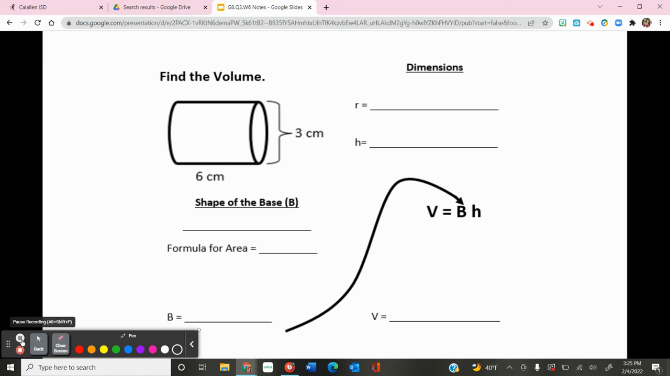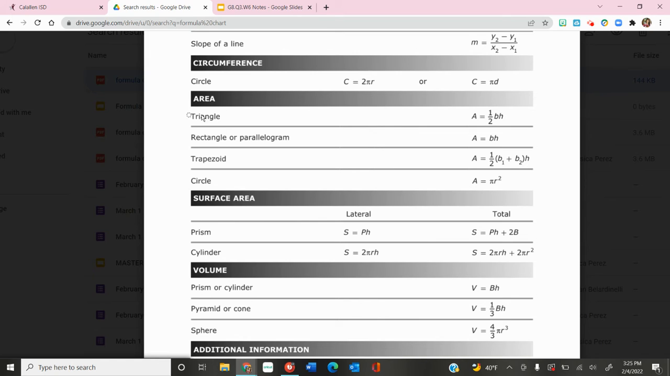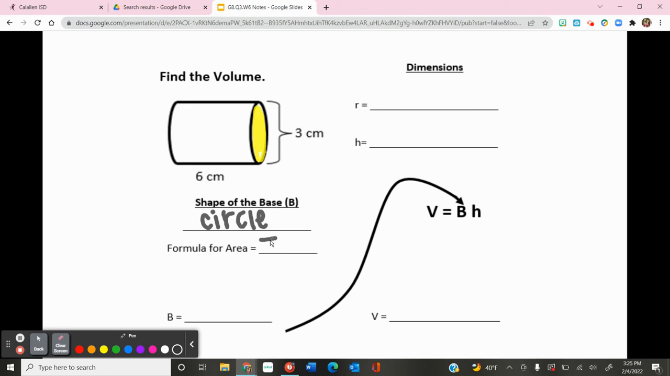For our next example, we have another cylinder. First, let's identify the shape of the base of our cylinder, which again is going to be this circle. So the shape of our base is a circle. And we want to know, what is the formula for area of our base? What is the formula for area of a circle? Again, going to our formula chart, we go to the section for area, we go down to circle, and it shows that the formula for area of a circle is pi times r squared. So we're going to write pi times r squared.